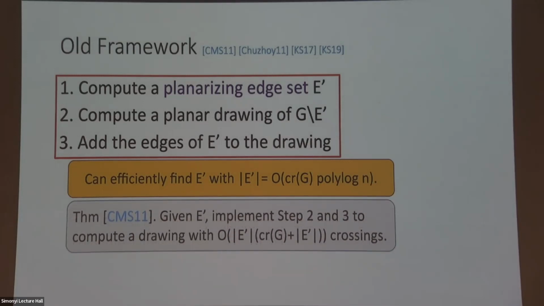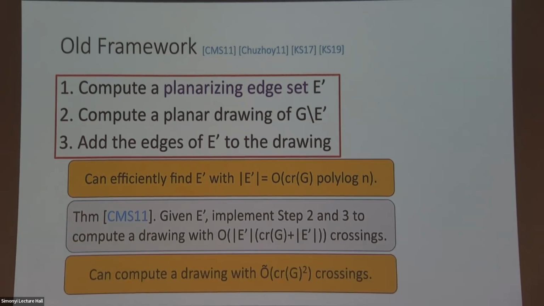In the previous work by Kobayashi and Zihan, they showed that given any planarizing edge set that we get out of this first step, we can implement the second and third steps in order to compute a drawing with approximately E prime times CRG plus E prime crossings. Combined with this yellow box, this is CRG and this is CRG, so this is CRG squared crossings. So what we can get out of this is a drawing with CRG squared crossings.